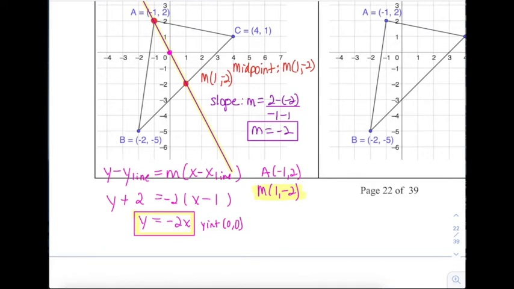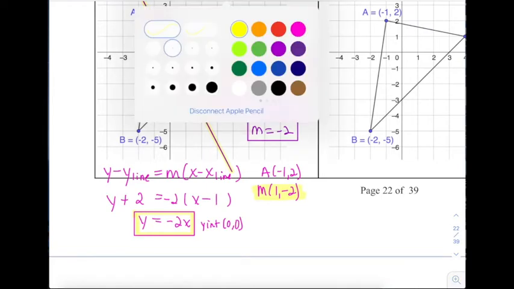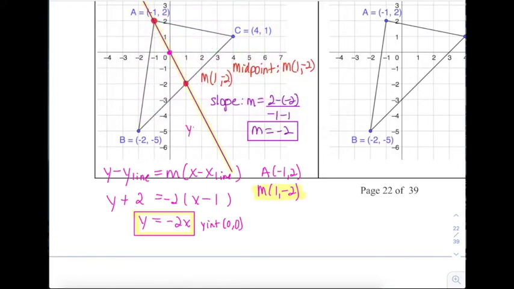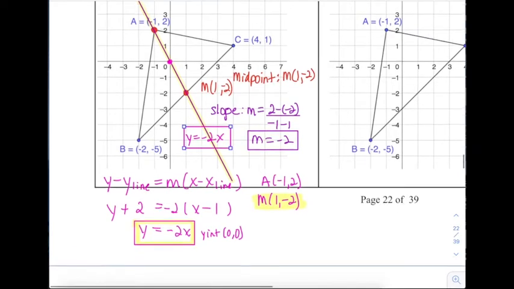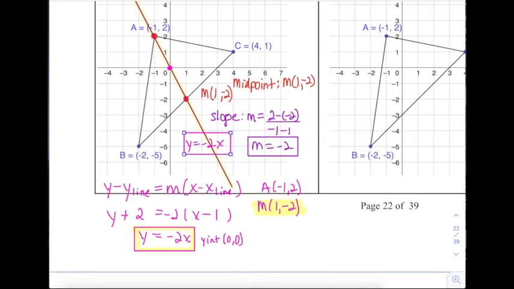The equation of this line is y equals negative 2x. It's got a slope of negative 2. You can even see it on the squares, right? And a y-intercept of 0. So slope and a point is what we need.